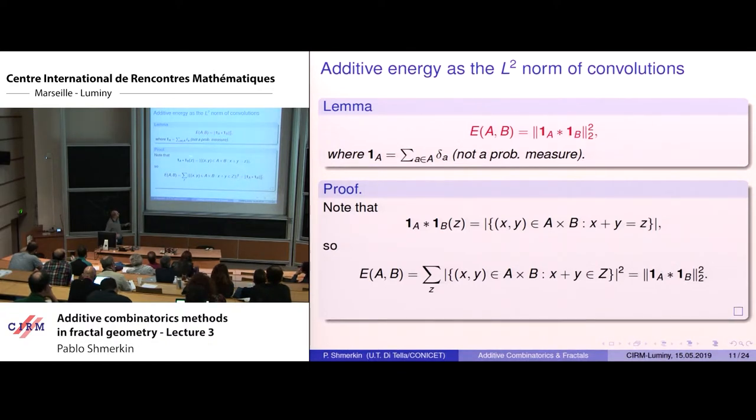This is just a definition. You have to count how many pairs coming from A and B have sum equal to this number Z. That's the convolution evaluated at Z. And the additive energy, it is this.